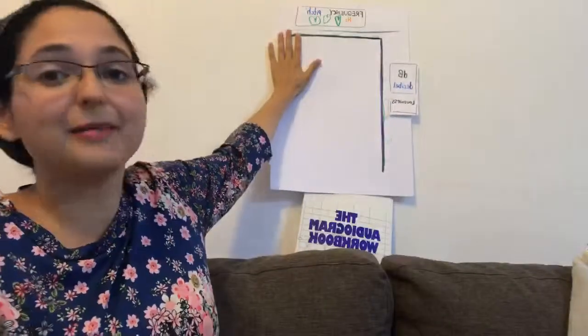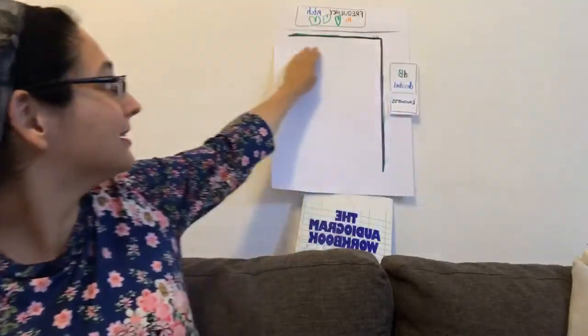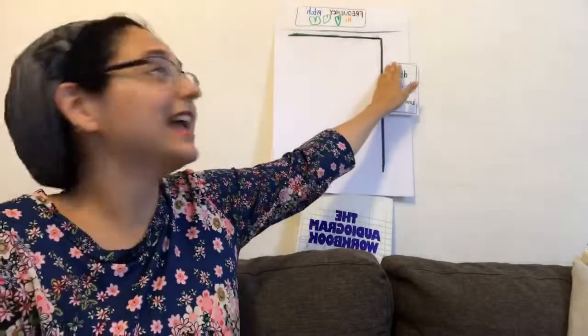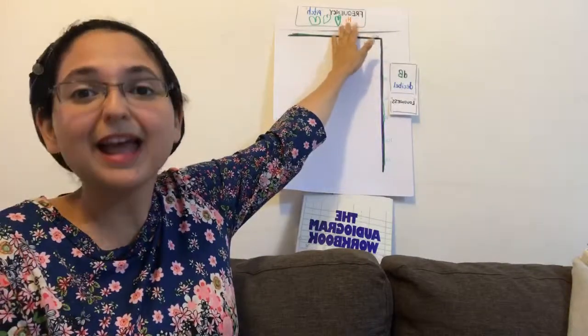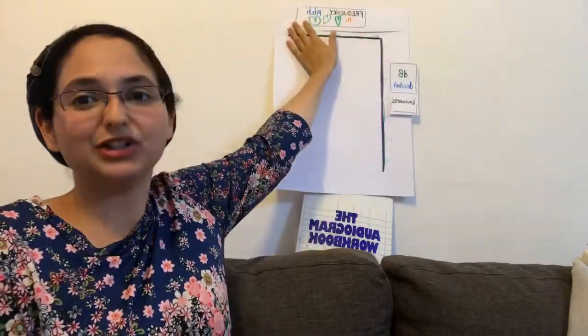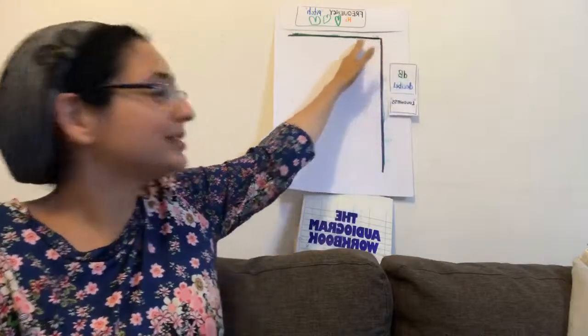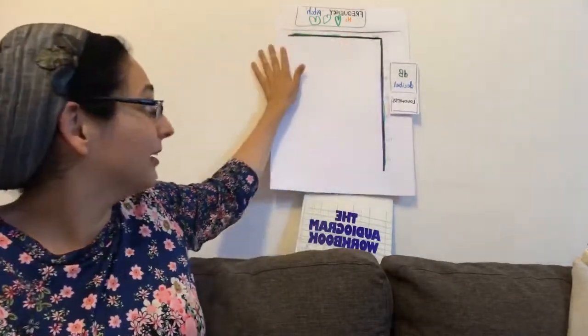So the audiogram has, from left to right, the frequency. And by frequency we mean what is the pitch. Is it from low pitch to high pitch, kind of like across a piano.